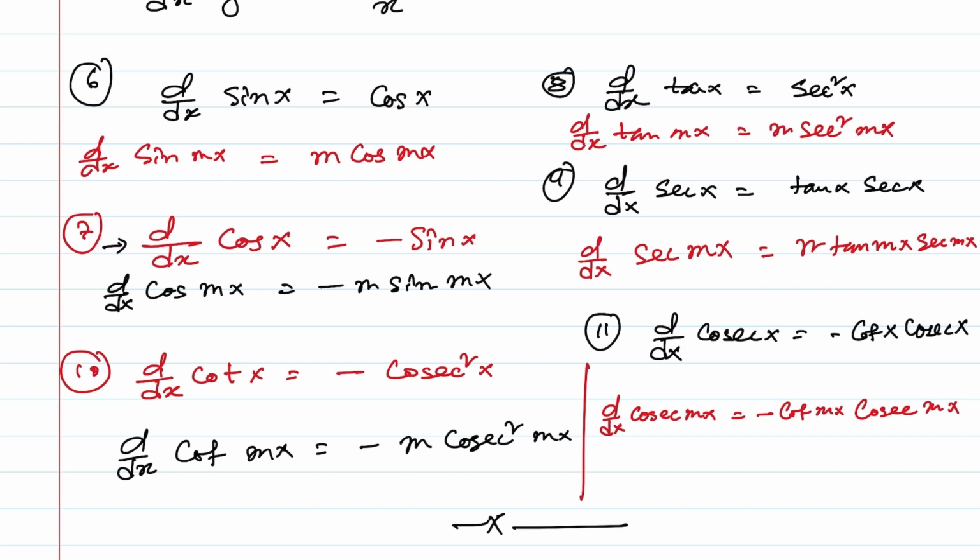I will show you one or two. Then we will move on to other properties, other rules: product rule, quotient rule, chain rule. Then we are going to solve the exercise.